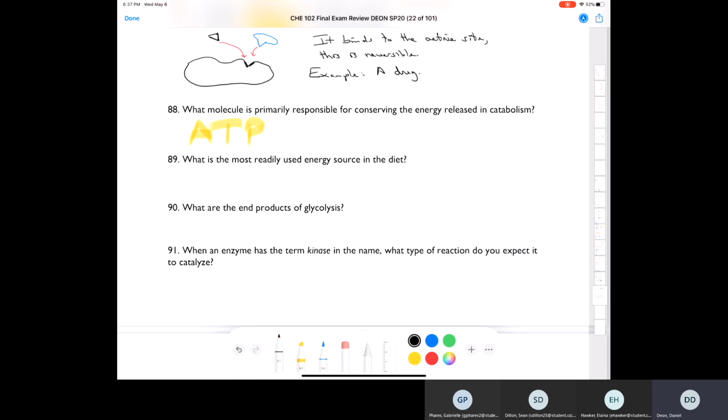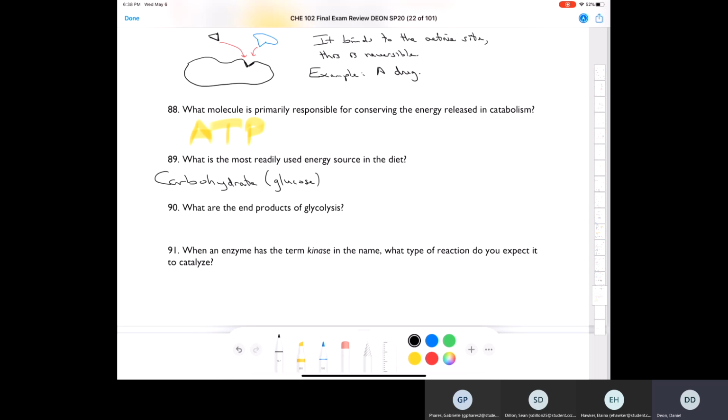What is the most readily used energy source in the diet? I'm not sure if I mentioned this in class or not, but the answer is a carbohydrate. You can get more energy from a lipid, but the fastest source of energy is going to be a carbohydrate like glucose. And that's why people who are running marathons don't get handed bacon while they're running, right? Because you can get more energy from fat, but they hand them a sugary juice or a chocolate bar or something, because it's metabolized so much faster.